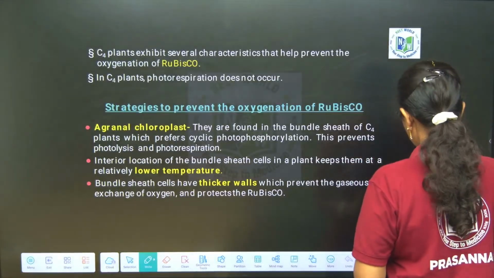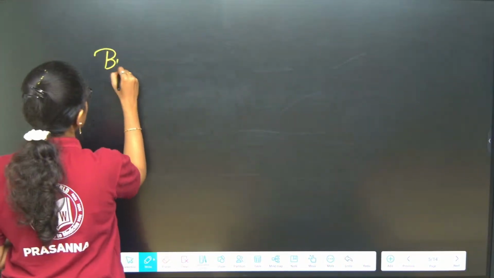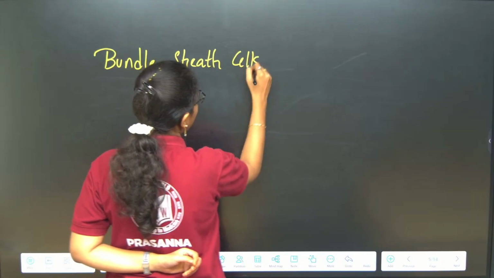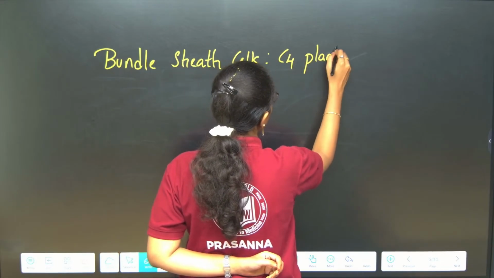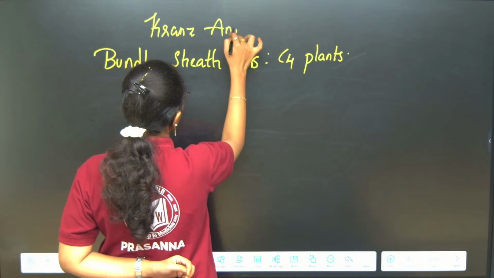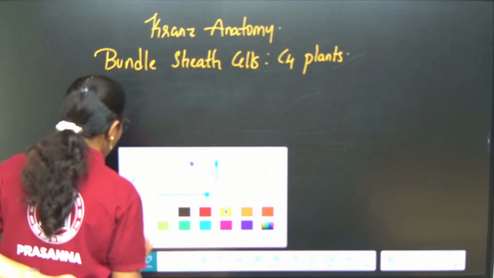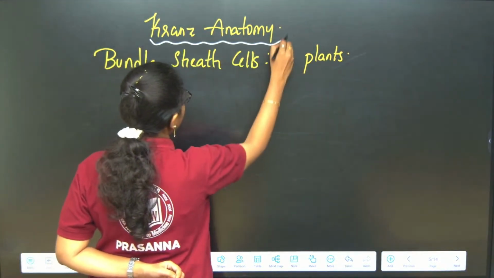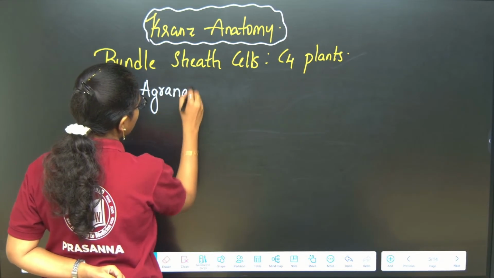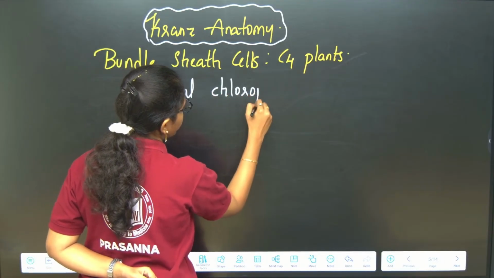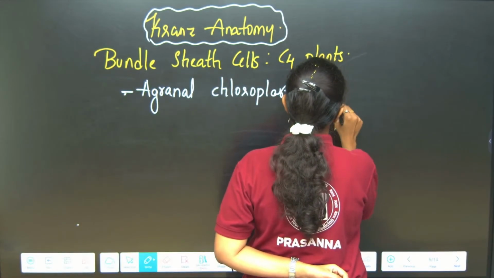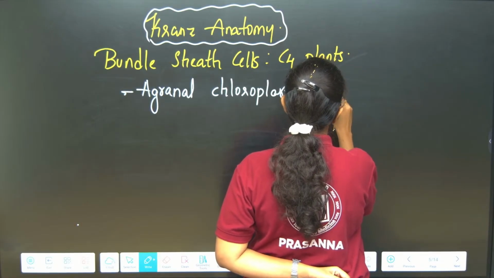Let me give you in detail. These bundle sheath cells of C4 plants will show you Kranz anatomy, of course, and they have agranal chloroplast. Agranal chloroplast, which means it has stroma lamellae.